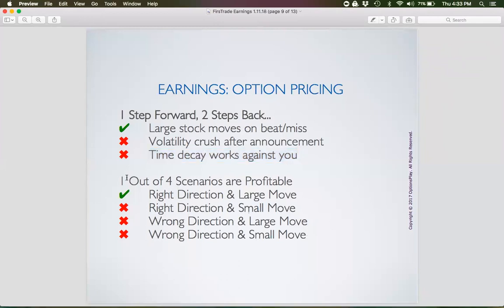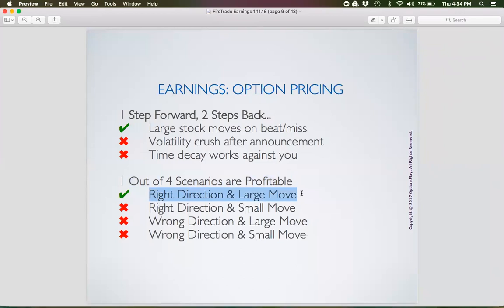So because of this interesting scenario where you have one thing working in your favor and two things working against you, there's really only 1 out of 4 possible scenarios where you will be profitable when you're trading earnings. So it's extremely important to understand what scenario you need in order to be profitable. So what that means is that not only do you have to pick a direction, it also has to have a large enough move in that direction in order for you to be profitable.